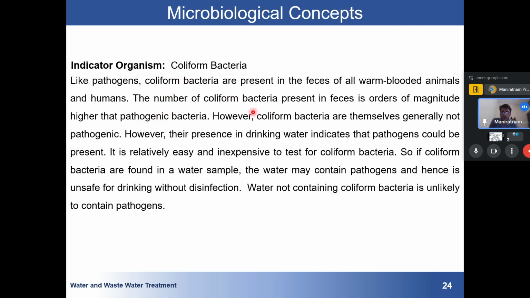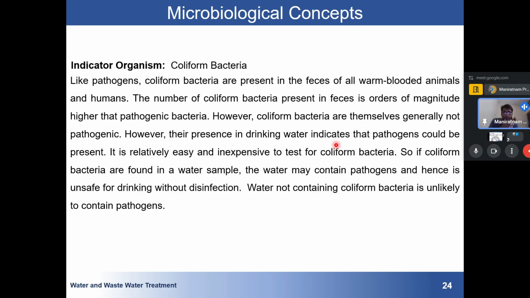The number of coliform bacteria present in the feces is orders of magnitude higher than the pathogenic bacteria. However, the coliform bacteria are themselves generally not pathogenic. Remember, these coliform bacteria are not pathogenic. However, their presence in drinking water indicates that pathogens could be present.